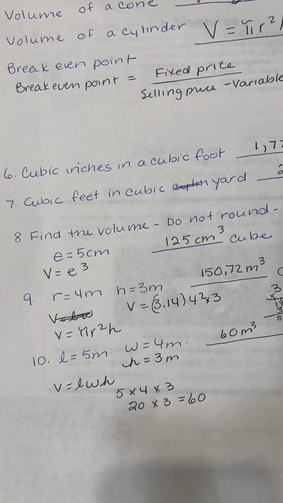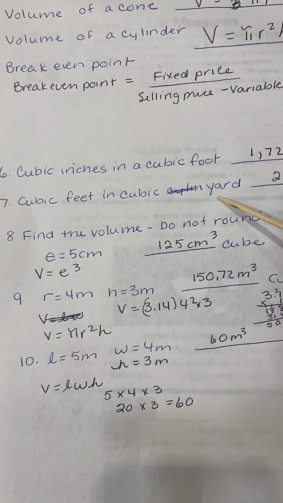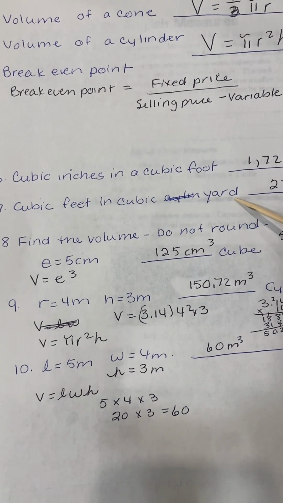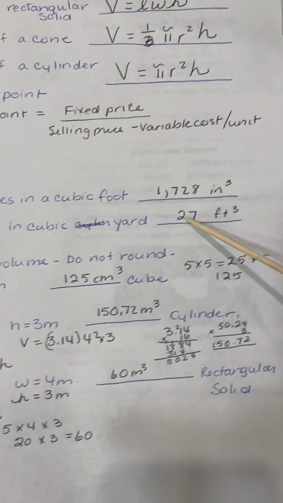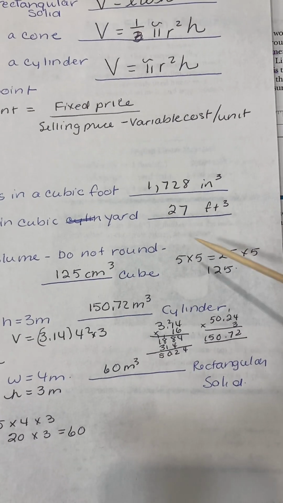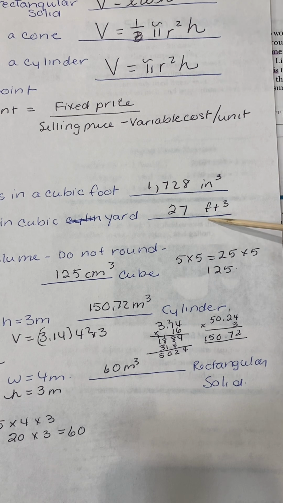Number 7, cubic feet in a cubic yard. You want to know how many cubic feet in a cubic yard? It's going to be 27. Because there are 3 feet in a yard, 3 times 3 times 3 equals 27 cubic feet.